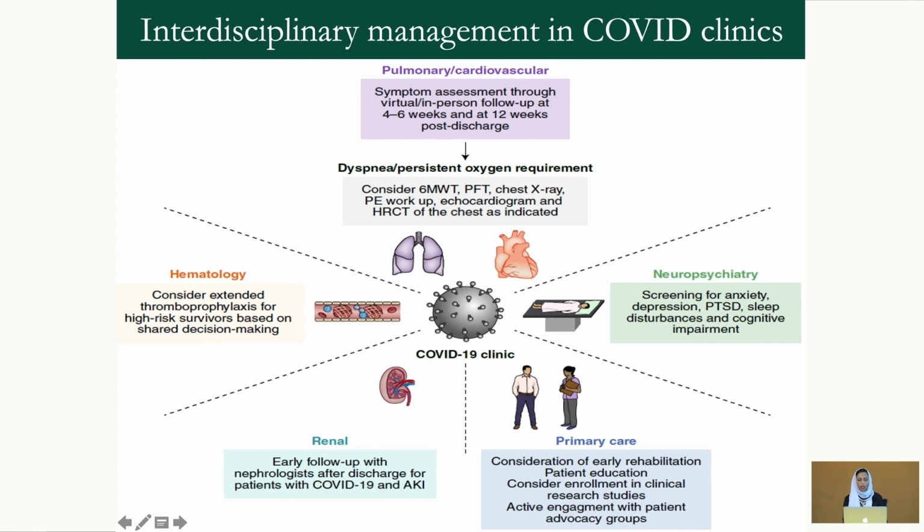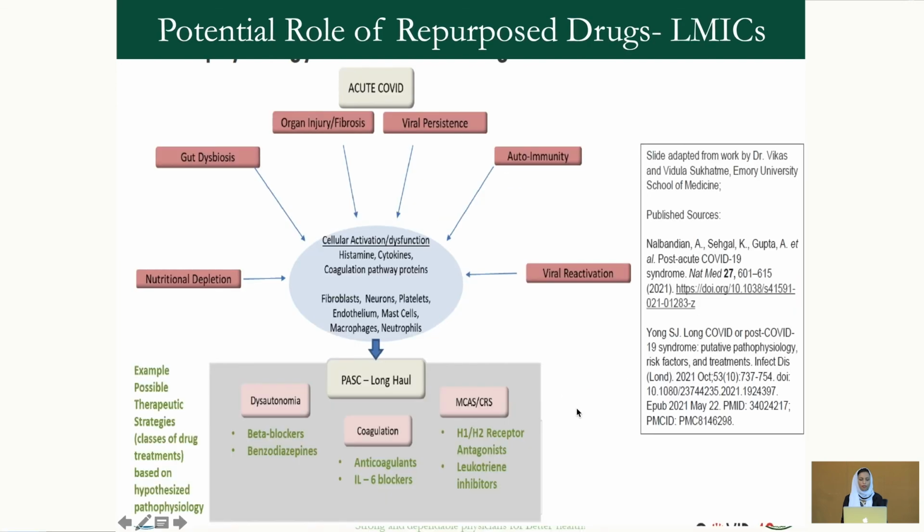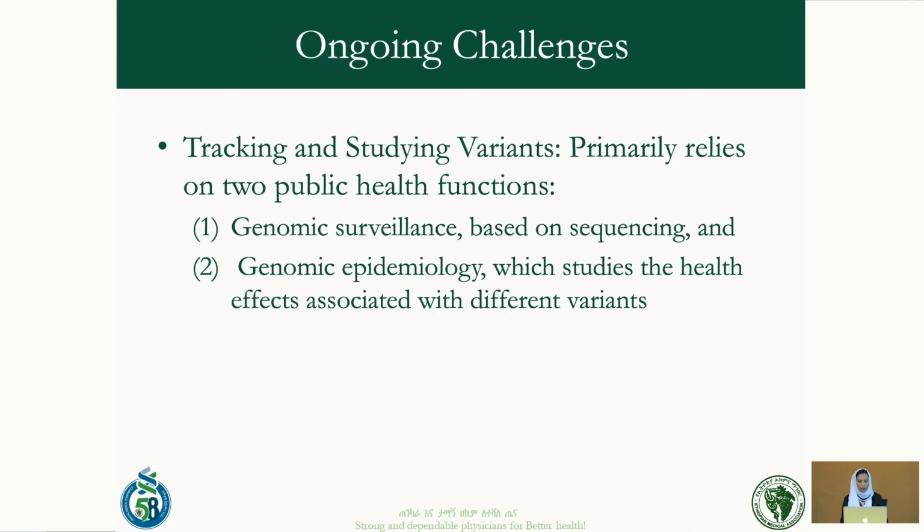So all these definitions started from WHO by asking patients. So it was a patient-centered assessment which led to the identification of long COVID. So for low and middle income countries, there was a move to use repurposed drugs to manage long COVID. So for dysautonomia, it was proposed to use beta blockers and benzodiazepines. For coagulation, anticoagulants. And for excess inflammatory response, you can use H1 and H2 antagonists and leukotriene inhibitors. And it is a good article which summarized the role of repurposed drugs for low and middle income countries.